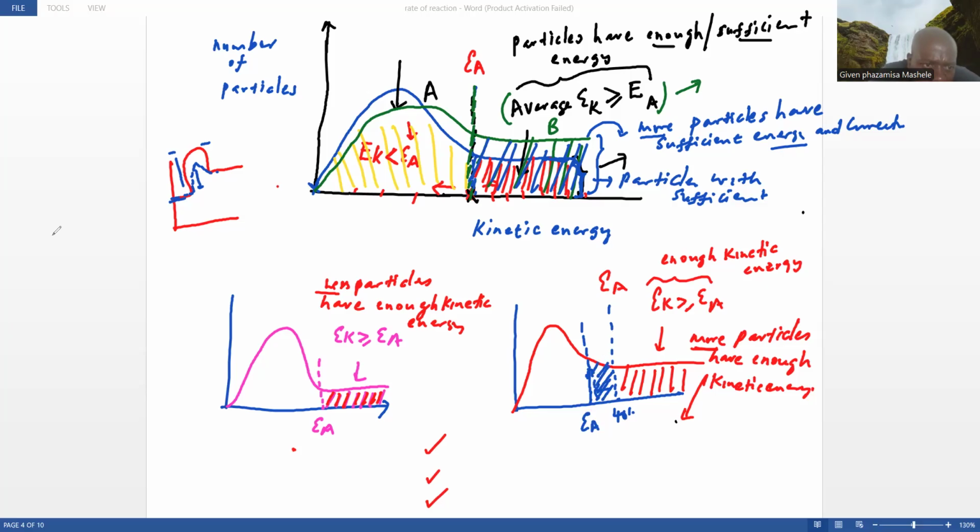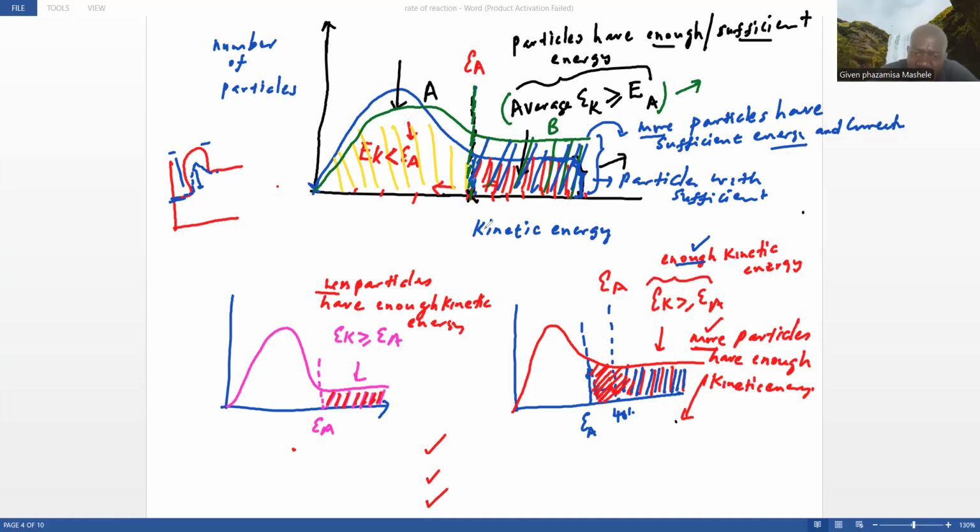Let me use the same color. Remember, this is where we had particles with enough kinetic energy. Now it shows that the particles are increasing. So more particles now have sufficient kinetic energy. You see, this area is now increased, so more and more particles now have enough, and because of that the reaction will now be faster, because the area has increased.